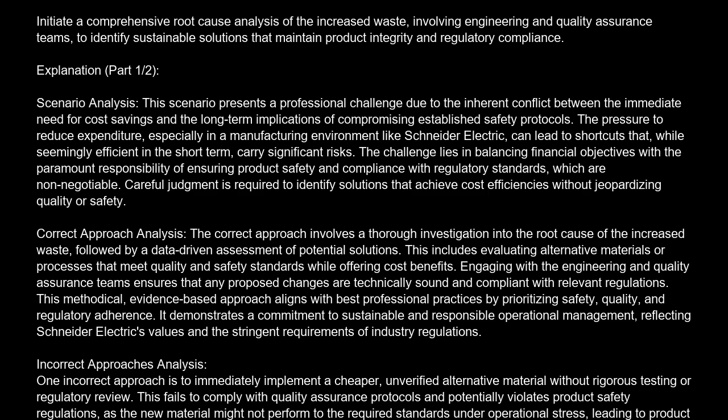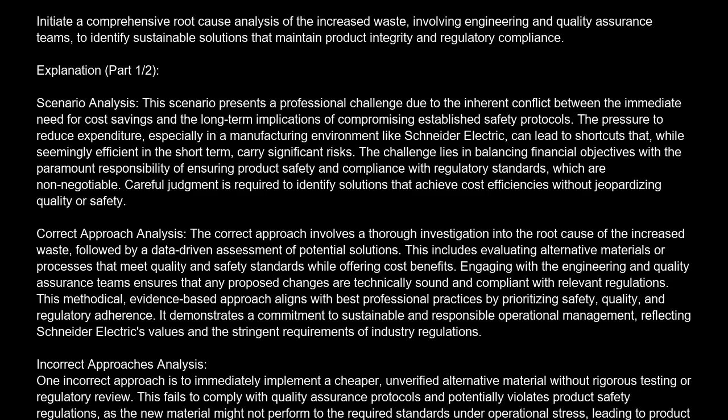Engaging with the engineering and quality assurance teams ensures that any proposed changes are technically sound and compliant with relevant regulation. This methodical, evidence-based approach aligns with best professional practices by prioritizing safety, quality, and regulatory adherence. It demonstrates a commitment to sustainable and responsible operational management, reflecting Schneider Electric's values and the stringent requirements of industry regulations.